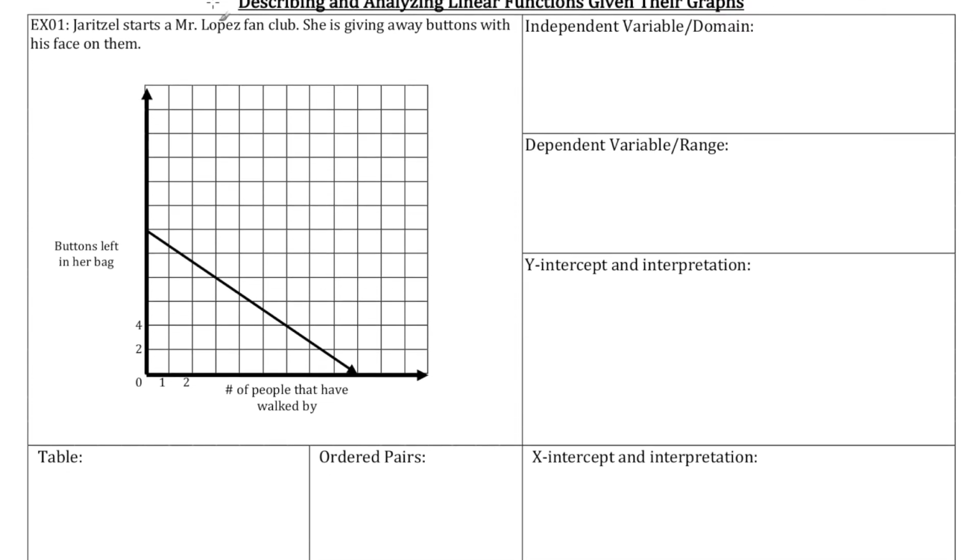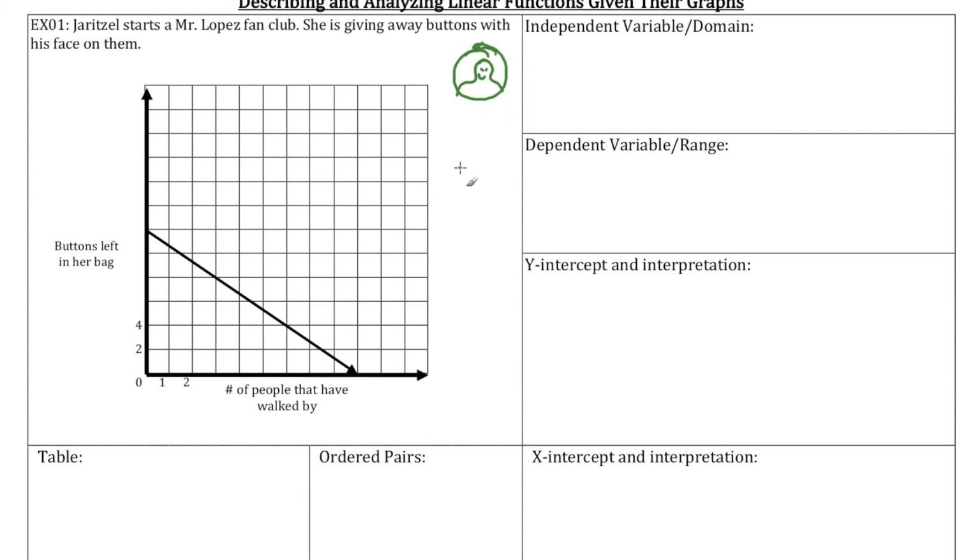So this first example reads, Jadit Sell starts a Mr. Lopez fan club. She is giving away buttons with his face on them. So remember that these are like you get a circle and it has my face on it or something. And then you pin it on your shirt or something.